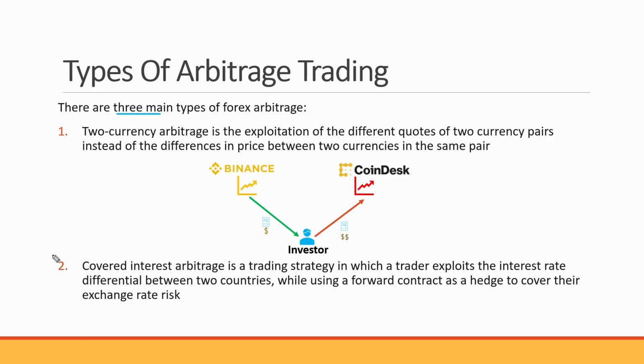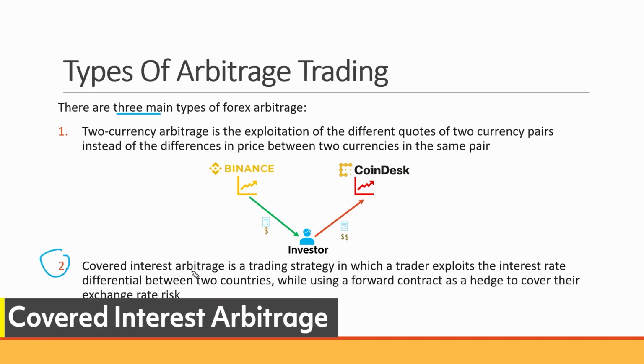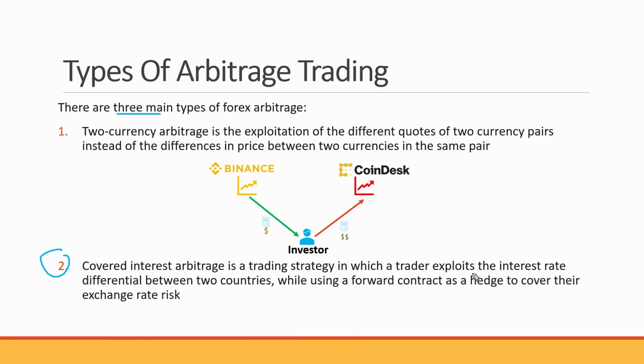Now the second type is covered interest arbitrage. In this strategy, the trader exploits the interest rate differential between two countries. If you look closely, the interest rate of almost every country is different, and in covered interest arbitrage, a trader takes advantage of that difference in interest rate between two countries, and they use the forward contract as a hedge to cover their exchange rate risk.